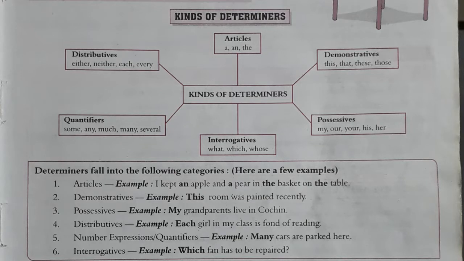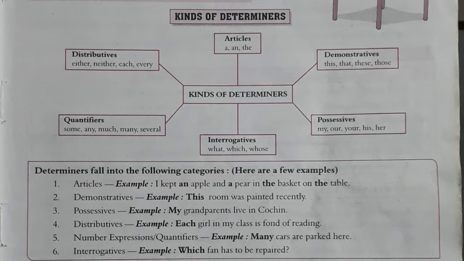Demonstratives, to point out something: this room was painted recently. Possessives: my grandparents live in Cochin. Distributives: each girl in my class is fond of reading. Number expressions or quantifiers: many cars are parked here. And interrogatives, which ask a question: which fan has to be repaired?